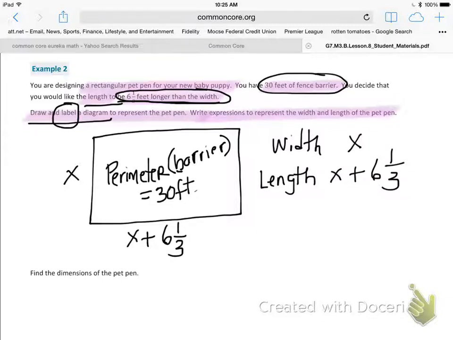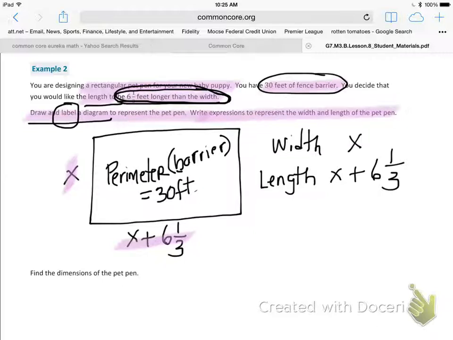Okay, so here's how I labeled my diagram, and you can see that I have x as my width, and then x plus 6 1/3 for my length. And the reason I did that is because they compared the length to the width right here, where it said the length was 6 1/3 feet longer than the width. So they gave me that. They didn't compare the width to anything, so I don't really have anything to add to the width, so it's going to be my unknown.